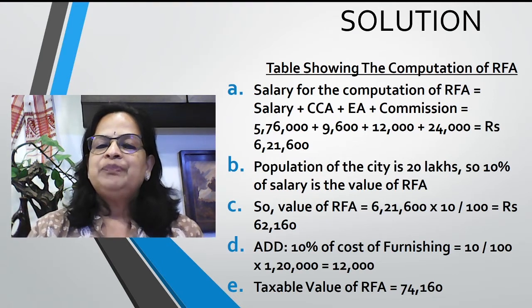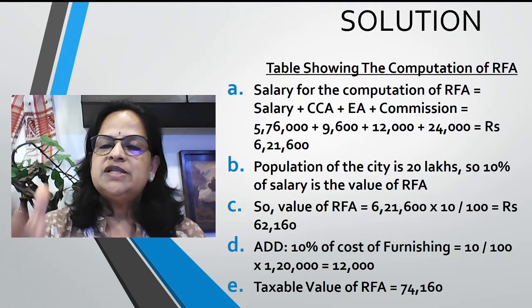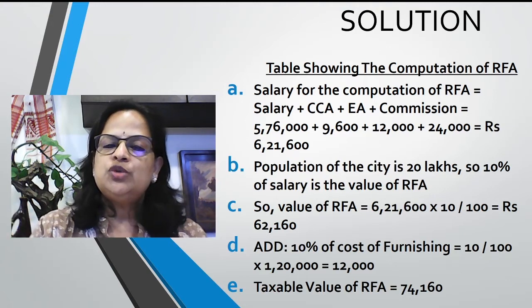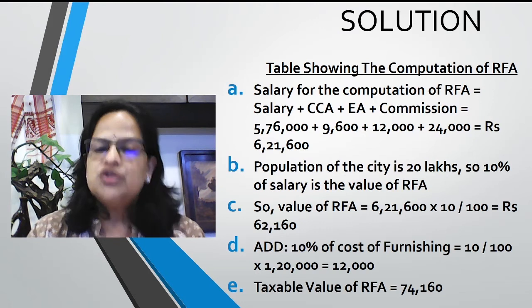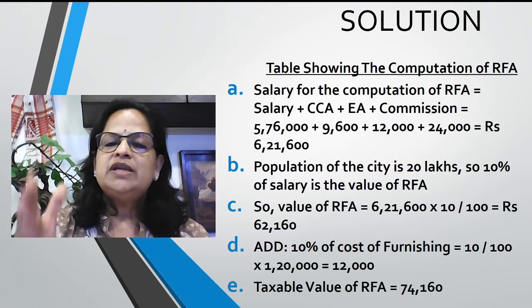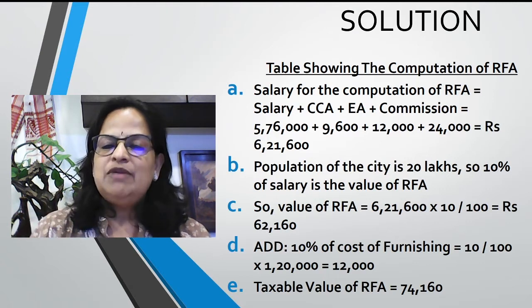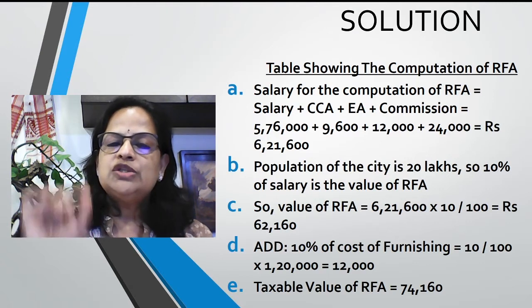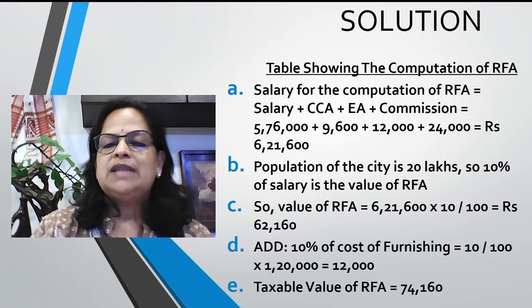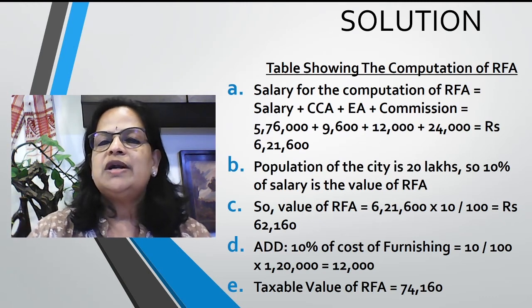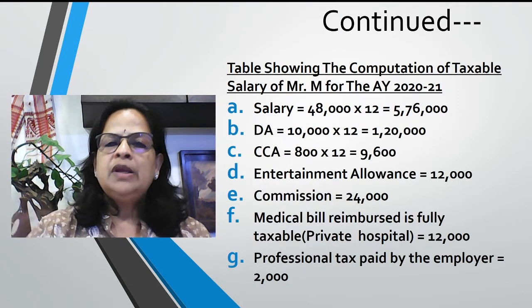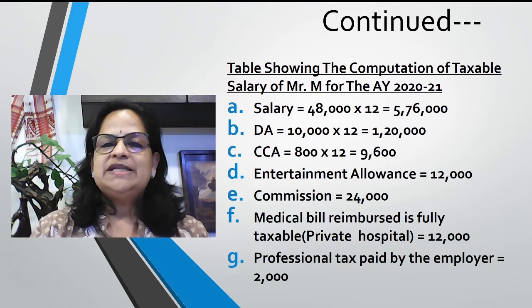Value of RFA, 6,21,600 into 10 by 100, 62,160. Cost of furnishing, 1,20,000 into 10 by 100, so it is 12,000. So the taxable value of RFA is 62,160 plus 12,000, 74,160. Now computation of taxable salary.